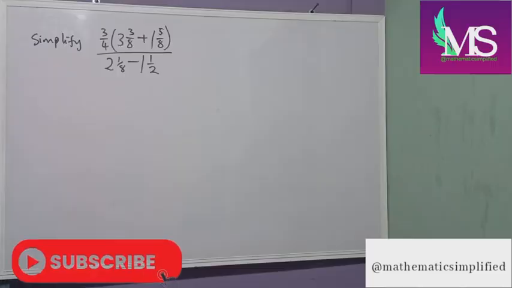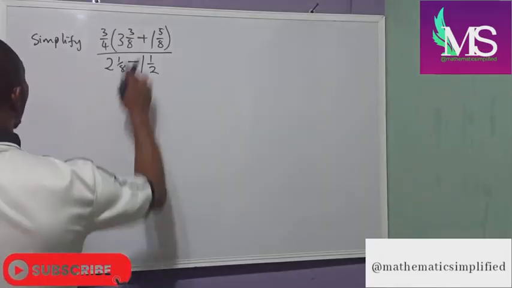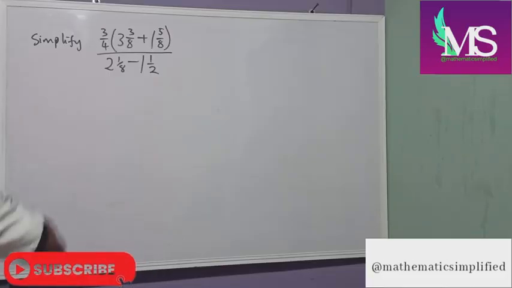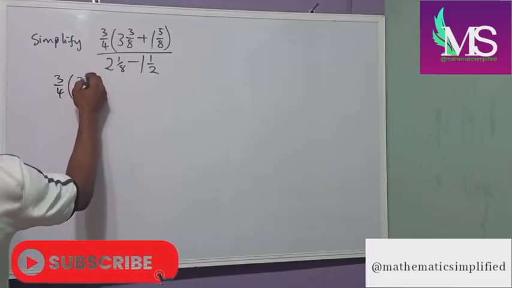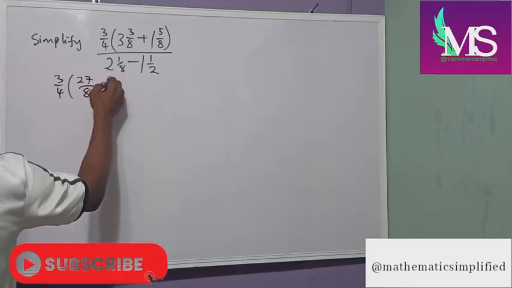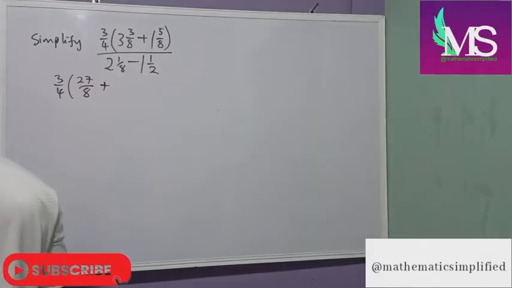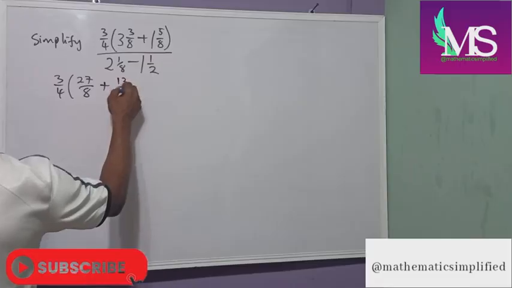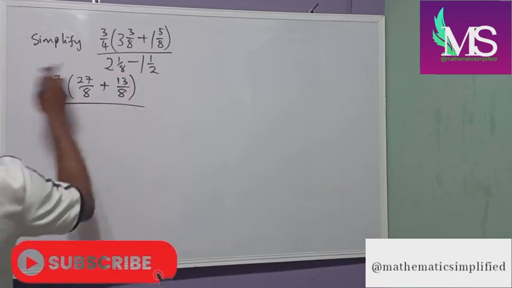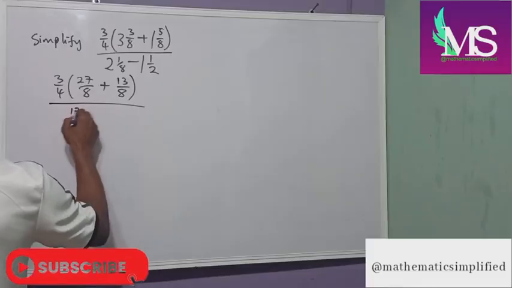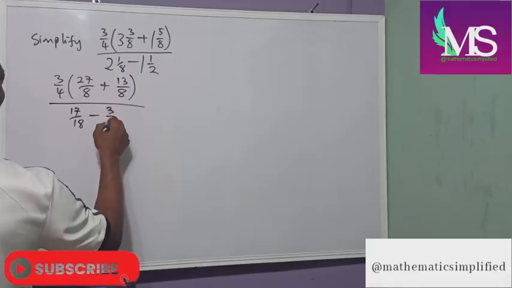Now, first, we'll start with 8 times 3 would give us 24. 24 plus 3 will give us 27. So this will become 3 over 4 bracket 27 over 8 plus 8 times 1, 8. 8 plus 5 will give us 13, 13 over 8. All over 8 times 2, 16 plus 1, 17 over 8 minus 2 plus 1, 3, 3 over 2.